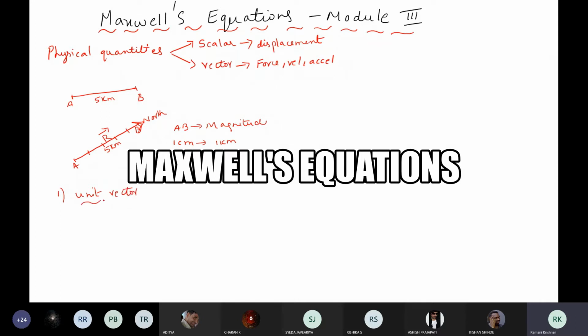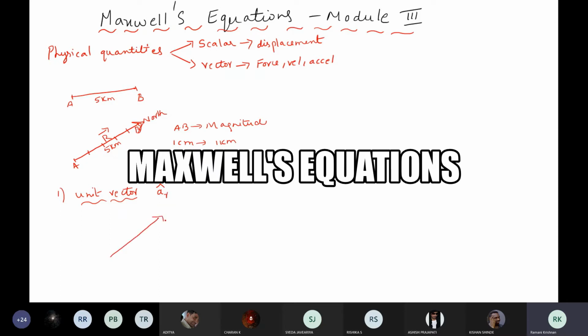Can you tell me from the name itself, what is a unit vector? It is represented by R cap. We call this R cap. So R cap is a unit vector. What does it indicate, students? It is a vector whose magnitude is always 1, and it is used only to represent the direction of the vector.